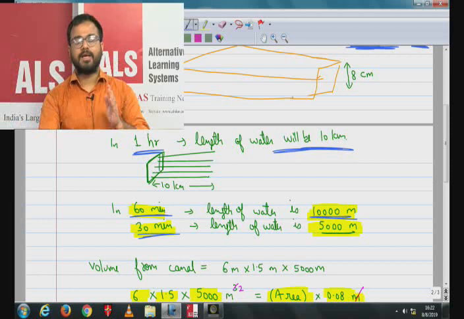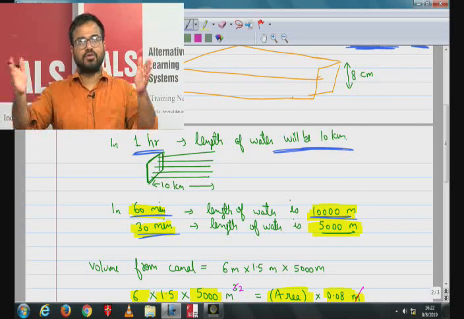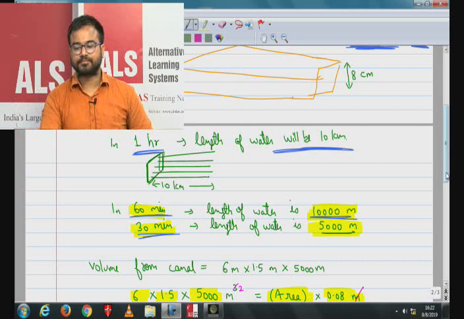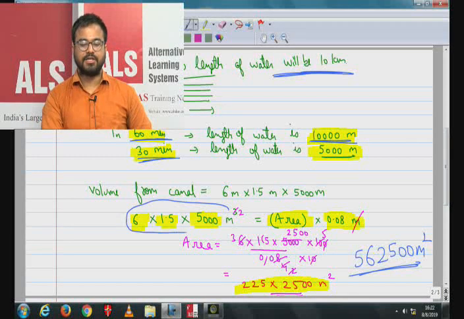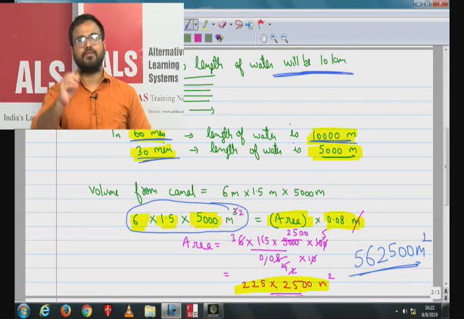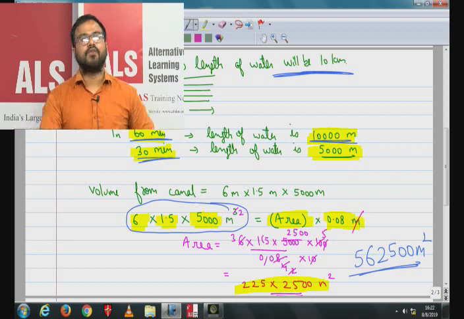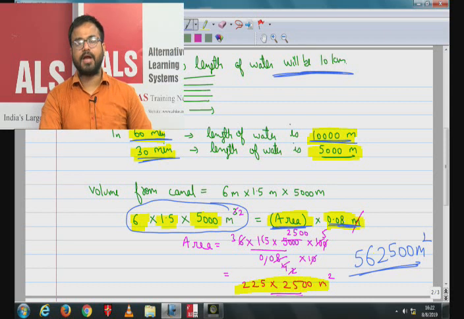So we can multiply the area of base of the canal with this 5,000. That will give you the total volume of the water. So this is the volume of the water, 6 into 1.5 into 5,000 meter. And this volume of water will be equal to the volume of the water in the field. So volume of water in the field will be area of the base of the field multiplied by the height of the field, which is already given, 8 centimeter. And I have converted that 8 centimeter also to 0.08 meter.